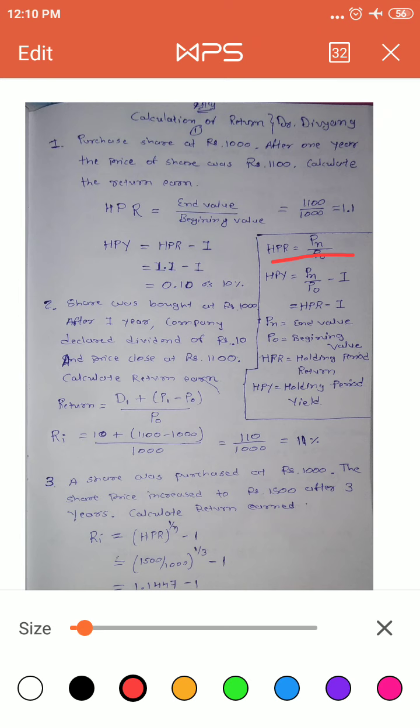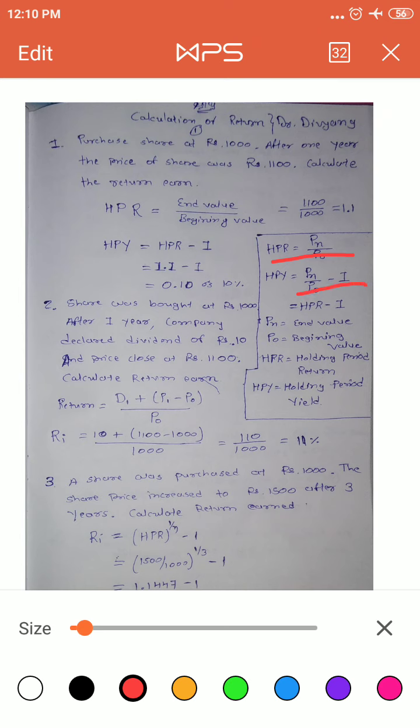The second equation that you need to write is HPY. This stands for holding period yield, where HPY is equal to HPR minus 1, or we can also write Pn divided by P0 minus 1. So you can also use this equation.